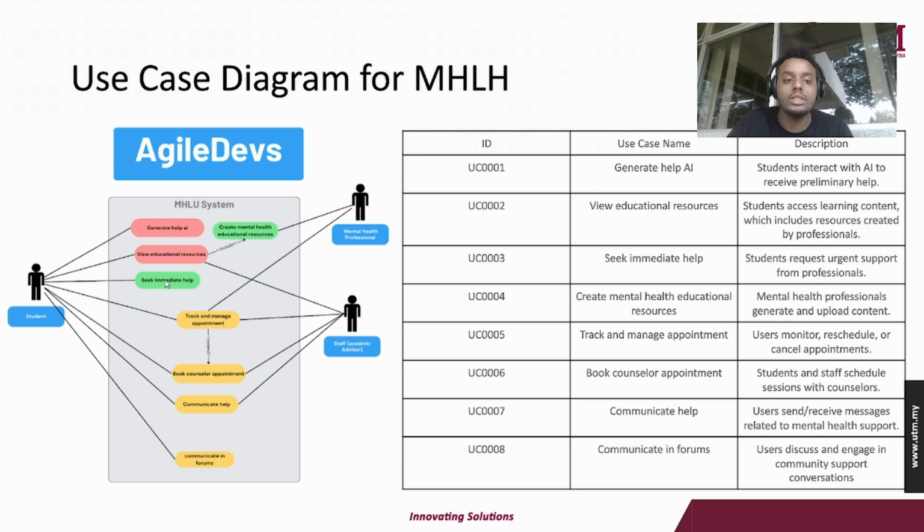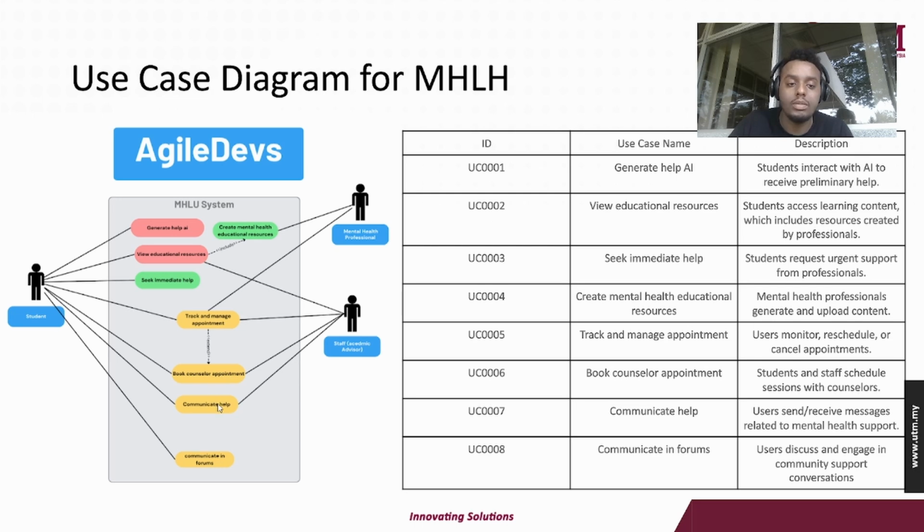Then we have seek immediate help, which is used as a panic button whenever the student feels very down and depressed. He can make use of this use case to communicate with the staff, academic advisor, and mental health professional. Then these two use cases help manage and create a counsellor appointment in case the student needs it: the track and manage appointment use case and the book counsellor appointment use case.